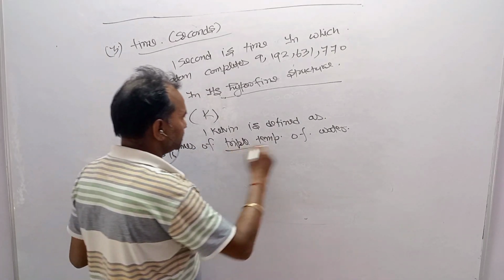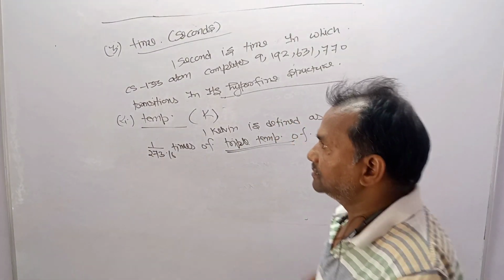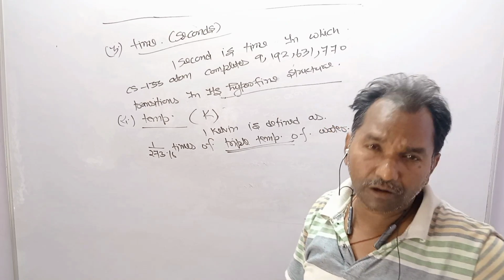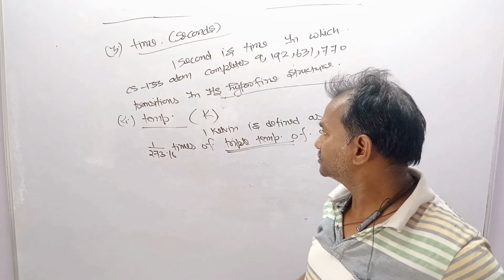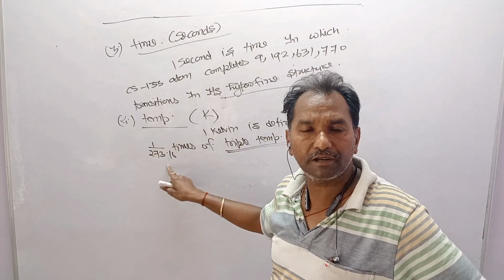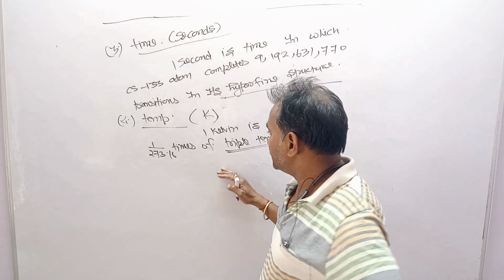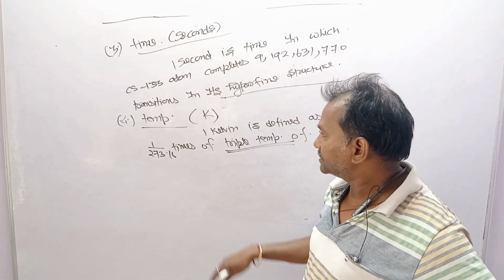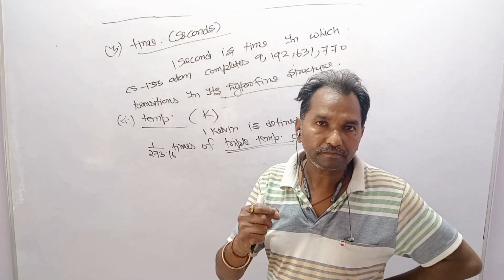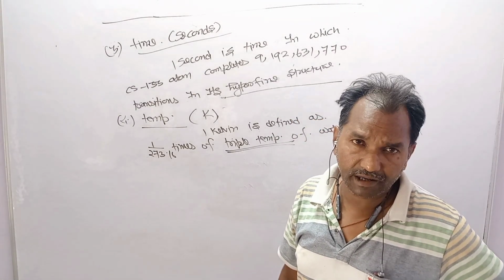Now this is the triple temperature. How will you define triple temperature? The temperature at which water exists in all the three states together is called the triple temperature. So 1 Kelvin is defined as 1 upon 273.16 times of triple temperature of water. Dear students, as I said, the triple temperature is the temperature at which water exists together in all the three states, solid, liquid and gas.